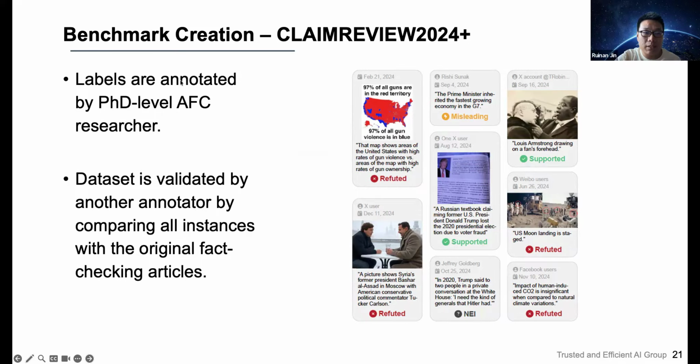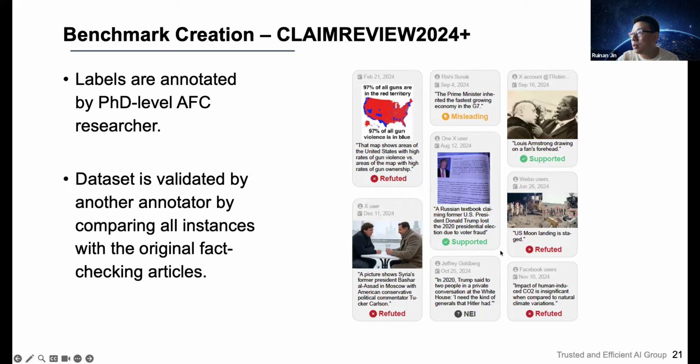By the way, they perform human annotation, like labels are annotated by PhD-level AFC researchers, and the overall dataset is validated by another annotator by comparing all of the instances with the original fact-checking articles. So here is some information. We can pick some cases and look at them.